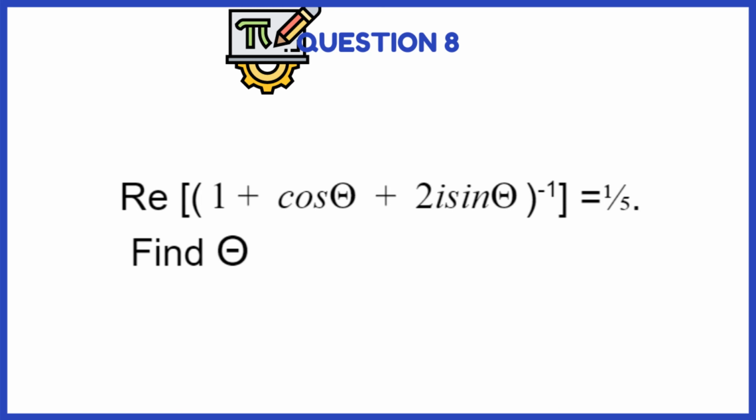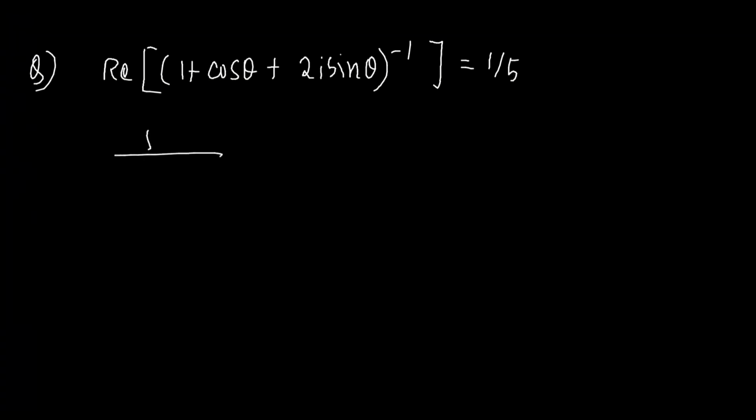Okay, so in the next question it is given that the real part of 1 plus cos theta plus 2i sin theta inverse is equal to 1 by 5. So this is given. Basically what we have been given is that the expression is 1 by 1 plus cos theta plus 2i sin theta. Okay, so this is the given.